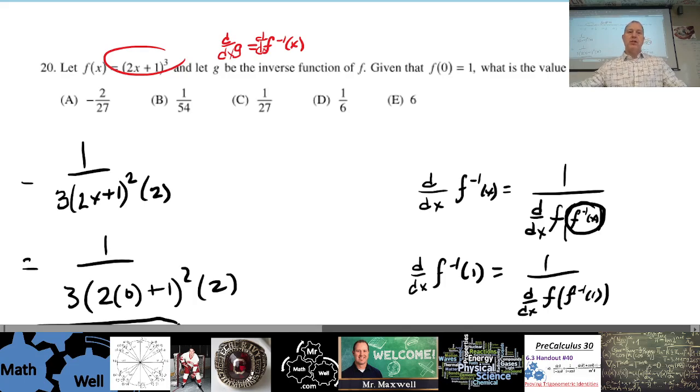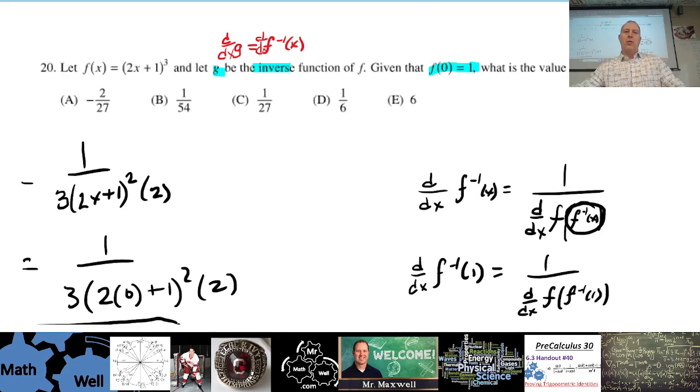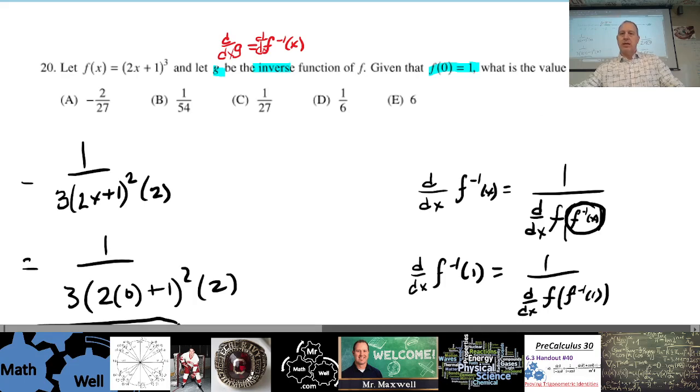So for example, this one, if you read this, you say let f of x be this function here, g is the inverse, okay, great. Given f of 0 equals 1, which we'll come back to, what is the value of g prime of 1? So what you're asked to do is to find the derivative of g, the inverse, right? So this is a derivative of inverse question. You identify that, okay, great.